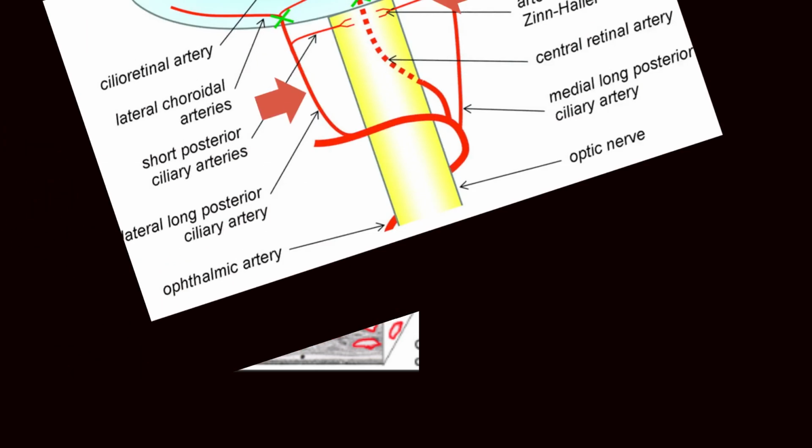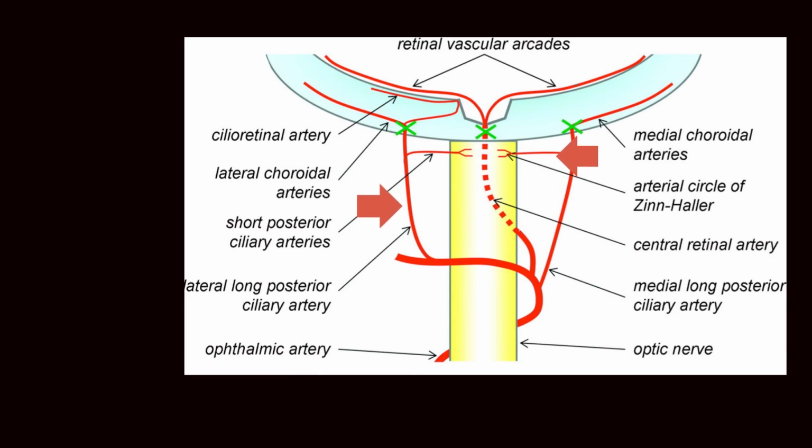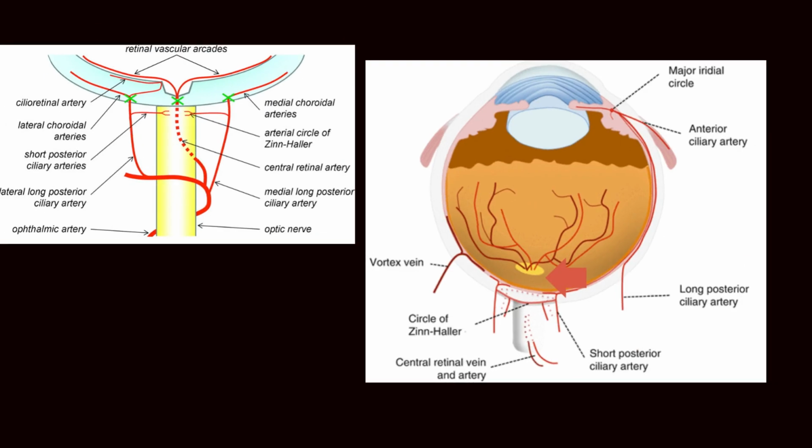Simultaneously, the posterior ciliary arteries arise directly from the ophthalmic artery and are divided into short and long branches. 15 to 20 short posterior ciliary arteries pierce the sclera around the optic nerve and enter the choroid, forming the arterial circle of Zinn-Haller, which supplies the optic nerve head and the choroid.